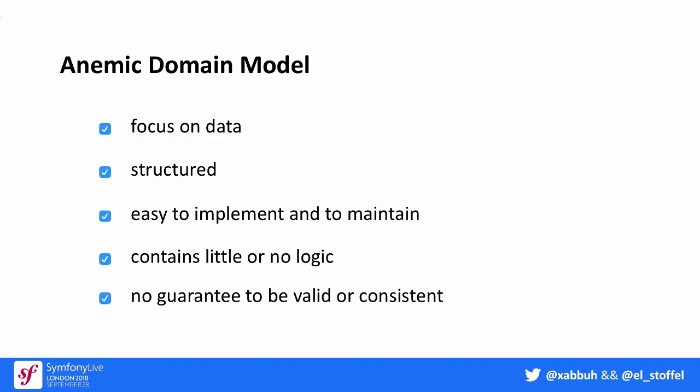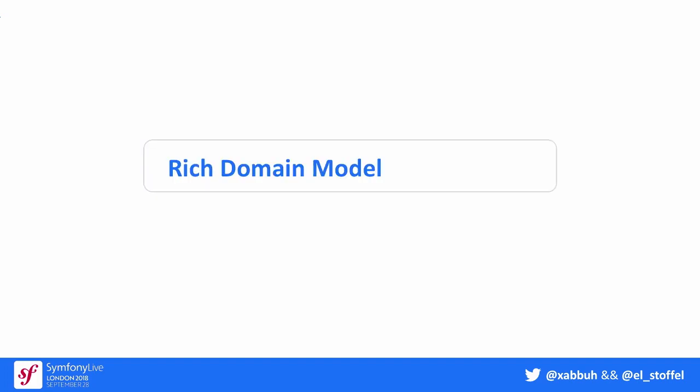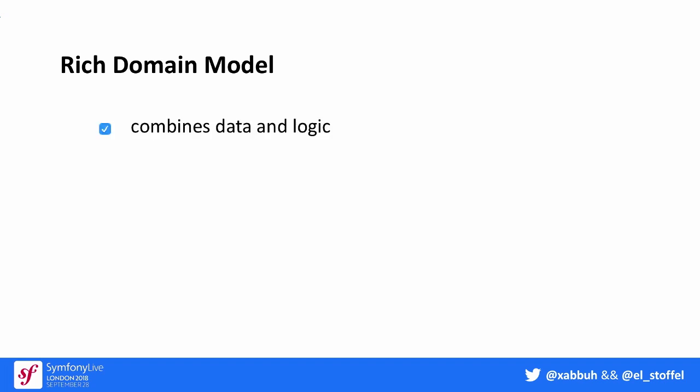So there's no guarantee that this model is in a valid state. And it's not guaranteed that the data set you're dealing with is consistent, because you can manipulate every property step by step, and you don't have to do a transaction which might modify the data set in a valid way. So the rich domain model is the thing we want to look at today. And the rich domain model combines data and logic.